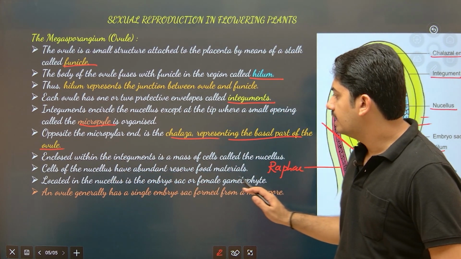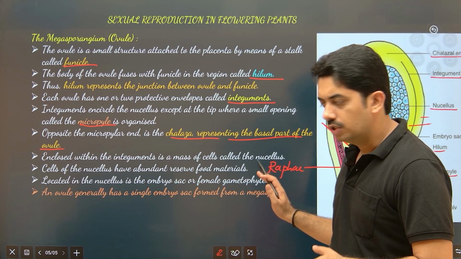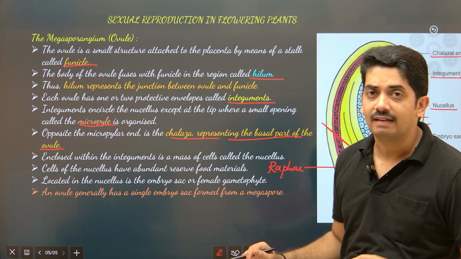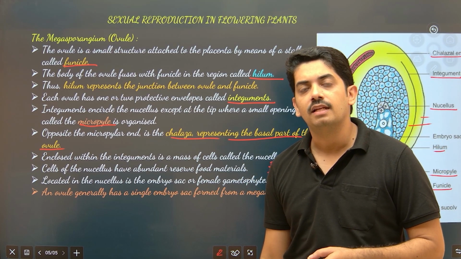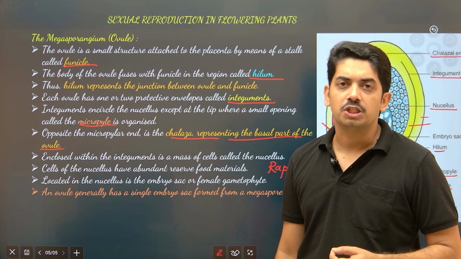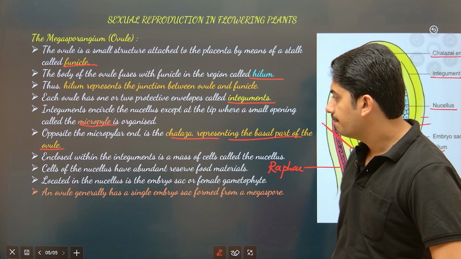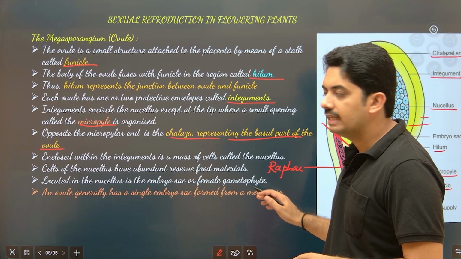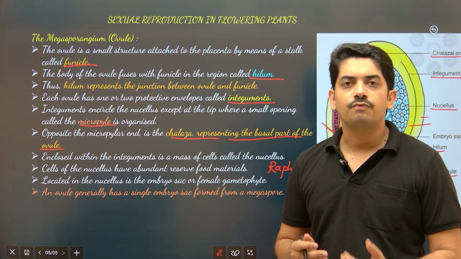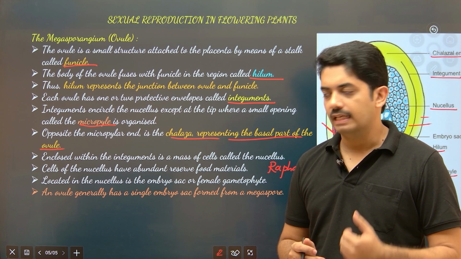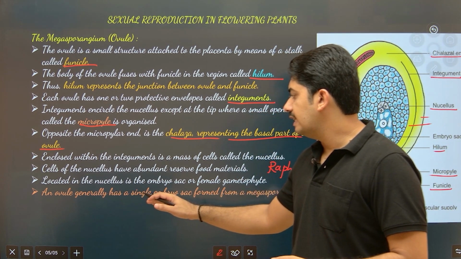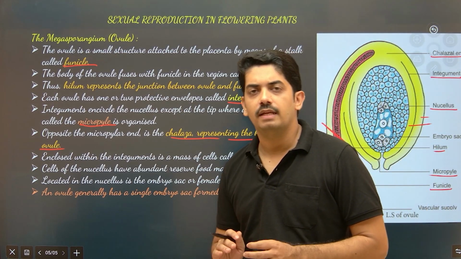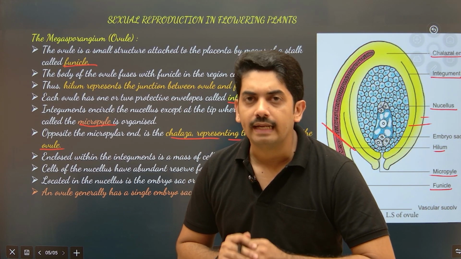Enclosed within the integument is a mass of cells called the nucellus. Cells of the nucellus have abundant reserve food material. Why does it have abundant reserve food material? Because it needs to nourish the developing embryo sac. Now located in the nucellus is the embryo sac, or female gametophyte. So one more name for embryo sac is female gametophyte. An ovule generally has a single embryo sac formed from a megaspore. This is very important. This is called monosporic development.